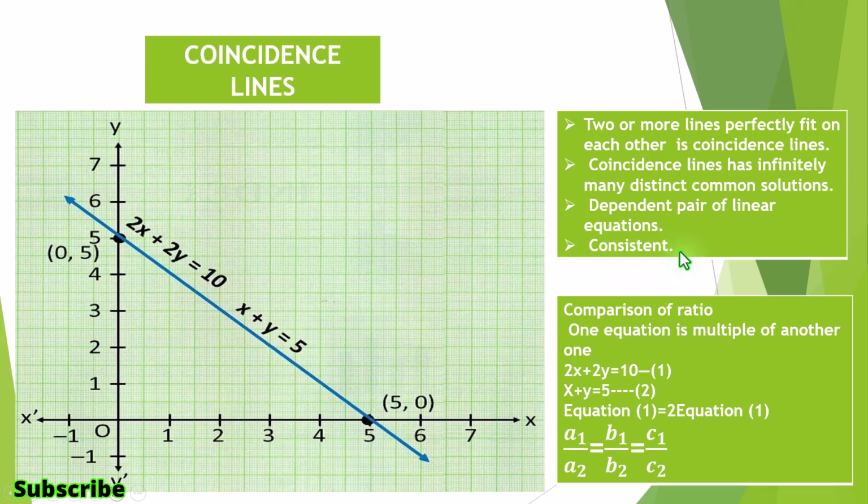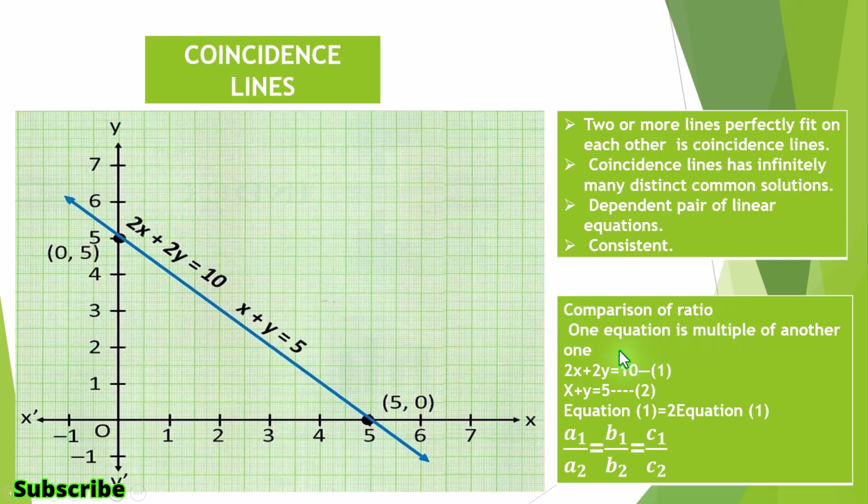Coincident lines are consistent. Consistent means having a solution. Coincident lines have infinitely many solutions, while intersecting lines have only one solution. Both coincident lines and intersecting lines are consistent.